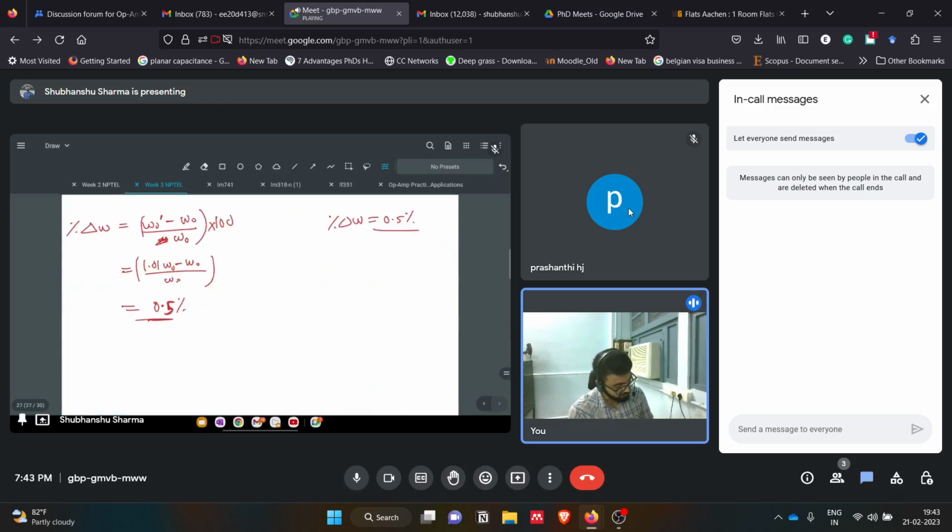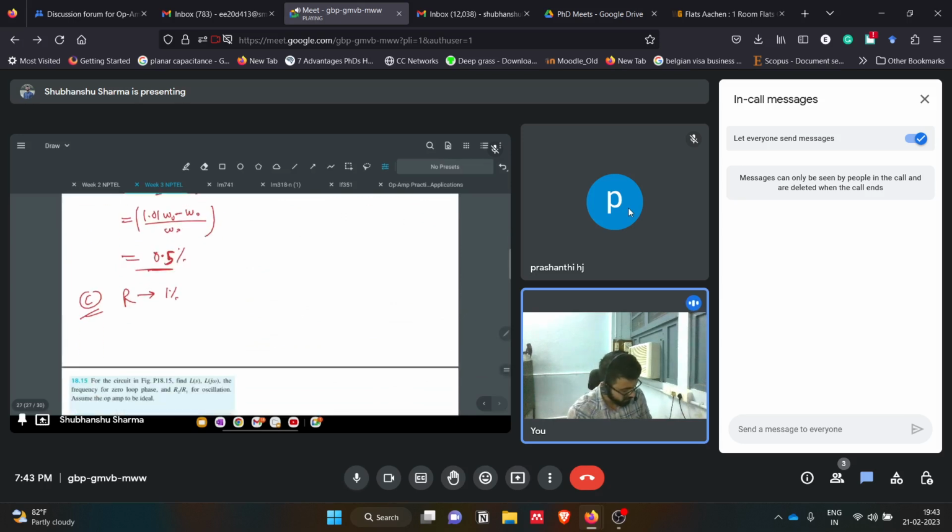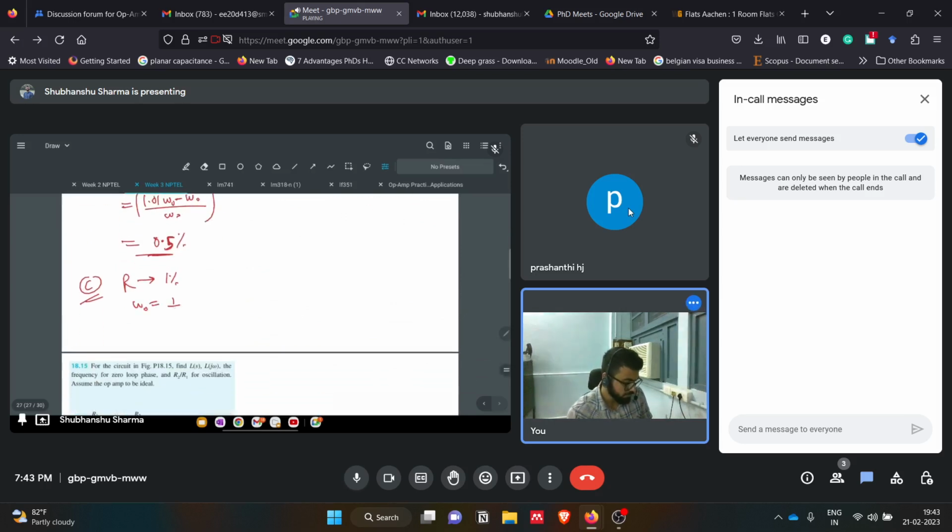But one good thing in this is our output, the oscillating frequency. If we talk about the resistors, what if there is a 1% change in the resistor? Since omega naught is 1 by root LC, it does not depend on R. So the percentage change in delta omega will be zero. So this is a good thing for the circuit.